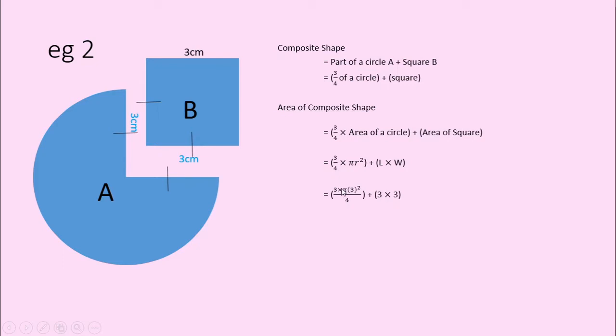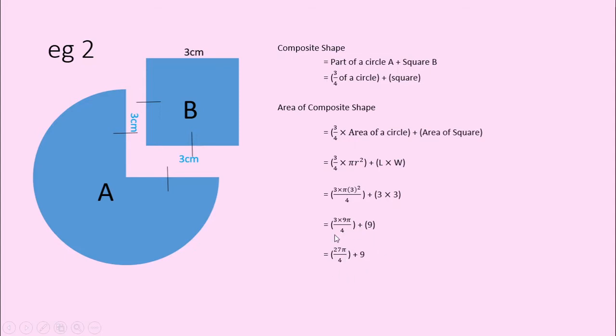Right, so there I've substituted the 3 in for the radius, and I've just gone ahead and put the pi r squared multiplied by the 3 at the top of this fraction. And I've substituted the 3 in for the length and the width, so 3 times 3. So let's start actually calculating that. 3 squared is 9, 3 times 3 is 9, so this is going to be 3 times 9 pi over 4 plus 9. 3 times 9 is 27, so that's 27 pi over 4 plus 9.